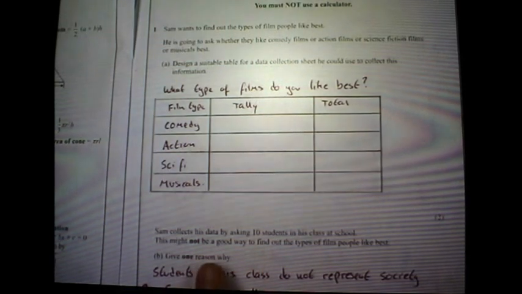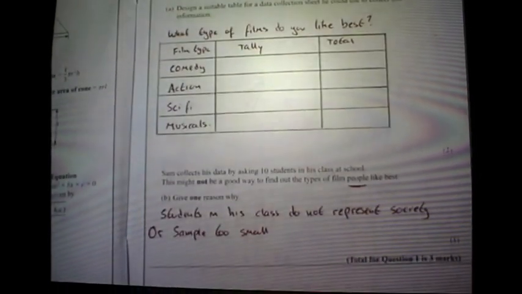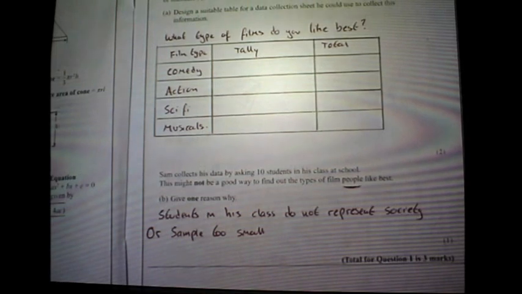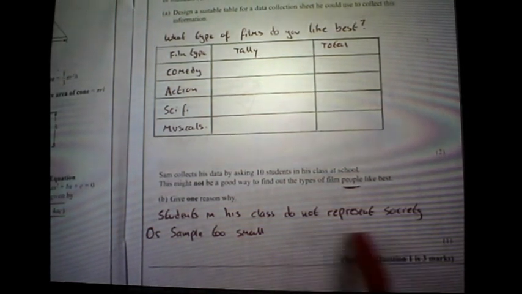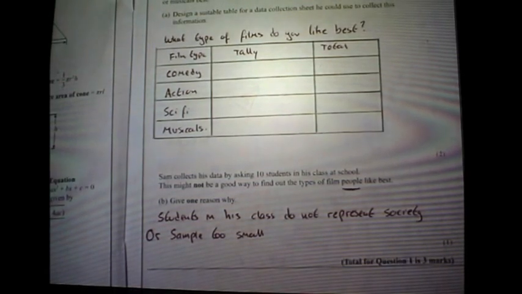Sam collected his data by asking 10 students from his class. This might not be a good way of finding out the types of film that people like. That's the interesting word there, because he's not finding out what types of film people like. He's finding out what types of film people in his set like at school, his class at school. So students in his class do not represent society. Also, the sample is too small, it's only 10 people. So any of those will do.